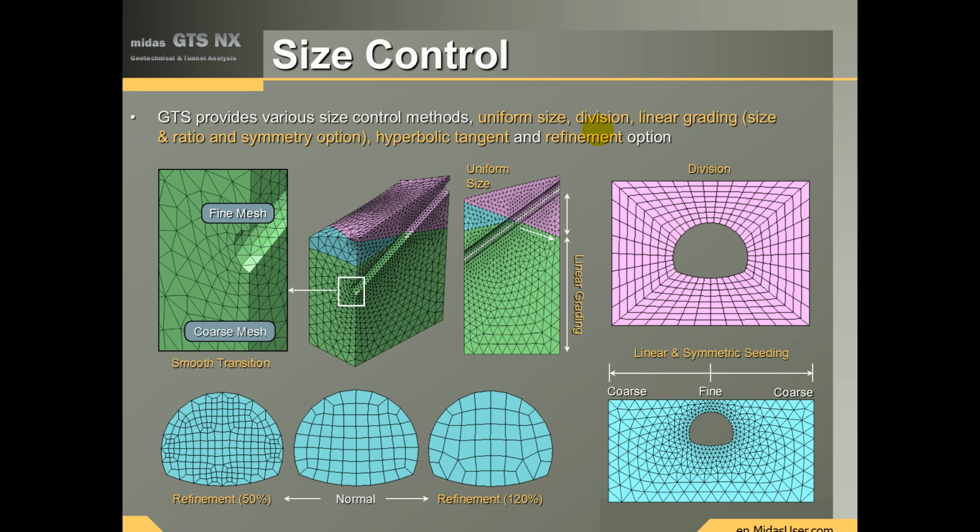So it provides various size control methods: uniform size, division, linear grading, size and ratio and symmetric options, and hyperbolic, tangent and refinement options as well. So it's a uniform size, and you can look at the linear grading from the outside as well, so you can actually set it. And we can also refine the mesh from being a fine mesh to normal to a coarse mesh as well, as you see in the sample in the bottom right hand corner.